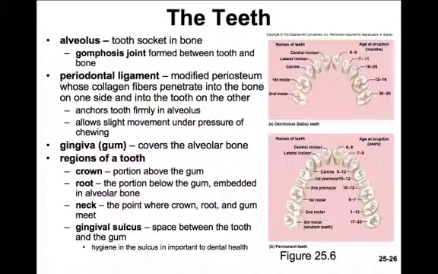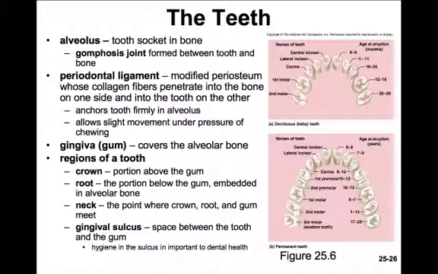Now, the teeth themselves are formed from a gomphosis joint. You'll remember that from last semester when we studied bones. The gomphosis joint for the tooth is called an alveolus. The tooth is held in place by a periodontal ligament, which is modified periosteum, whose collagen fibers are going to penetrate into the bone of the jaw. It anchors the tooth firmly in the alveolus and allows slight movement under the pressure of chewing. The gums, or the gingiva, covers the alveolar bone.